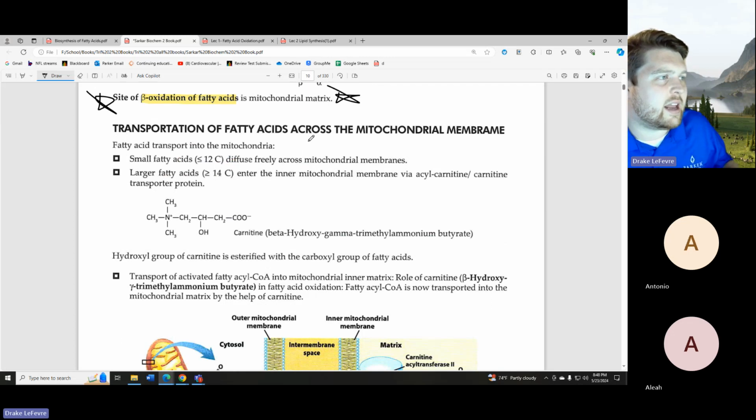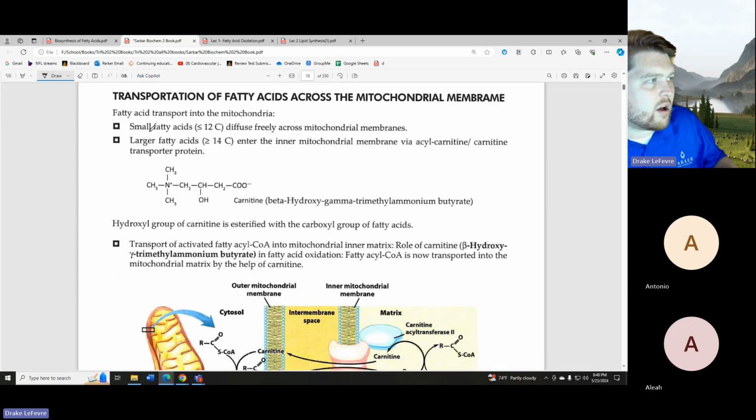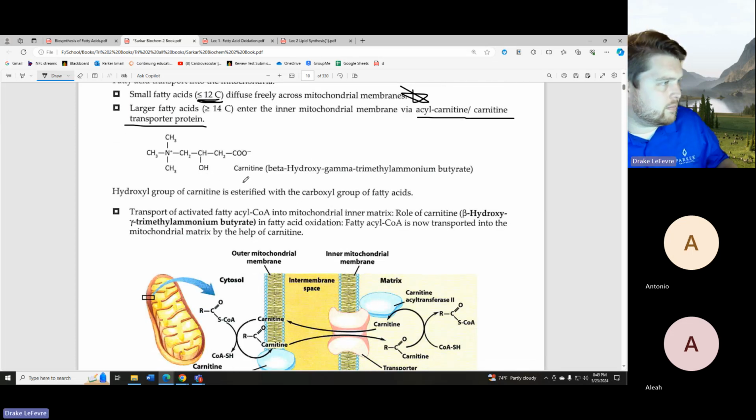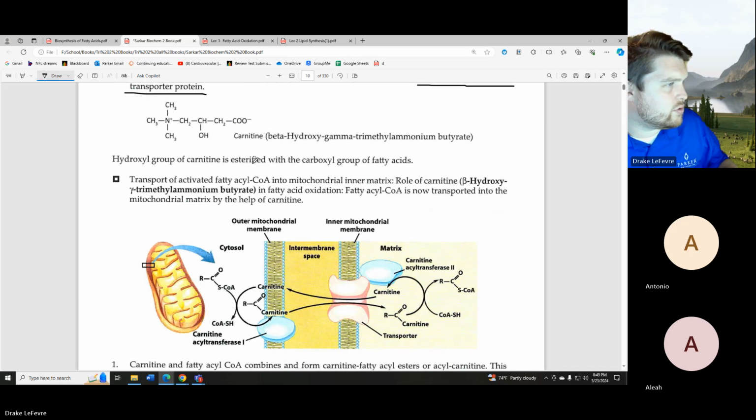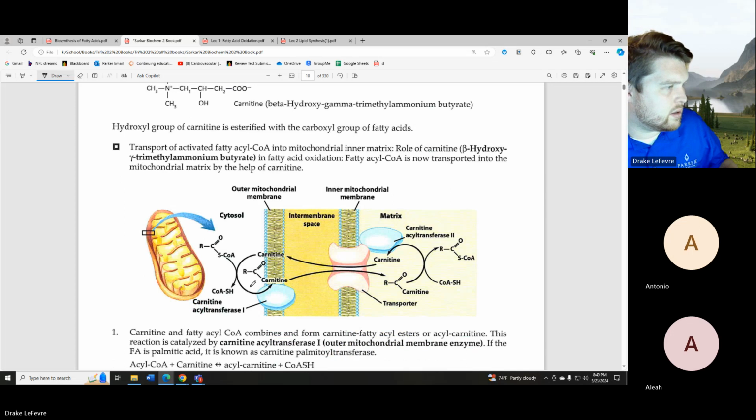Next question, transportation of fatty acids across the mitochondrial membrane, how it actually gets across. So for fatty acid transport in the mitochondria, small fatty acids less than or equal to 12 carbons are able to go freely across the mitochondrial membranes. So the small fatty acids can go across. Anything larger needs to go through the acylcarnitine, aka the carnitine transporter protein. Yeah, that's going to be the main question there.